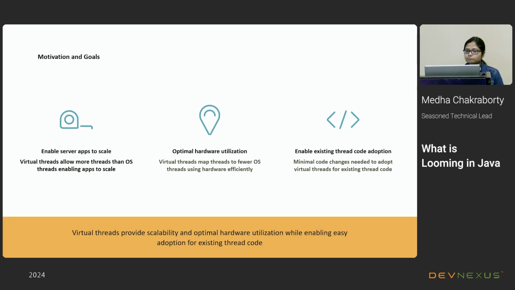Now, what is the motivation and goal? The motivation for introducing virtual threads is, first, to enable app servers to scale; second, of course, optimal hardware utilization so that we can make the best use of the hardware we are working on; and third, to enable existing thread code adaptation. I will come to the non-goals, but these are the three things they mainly kept in mind while creating virtual threads.